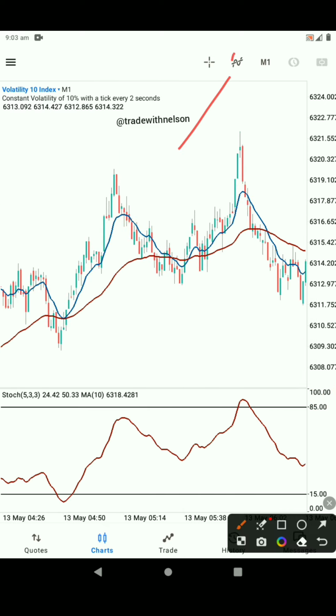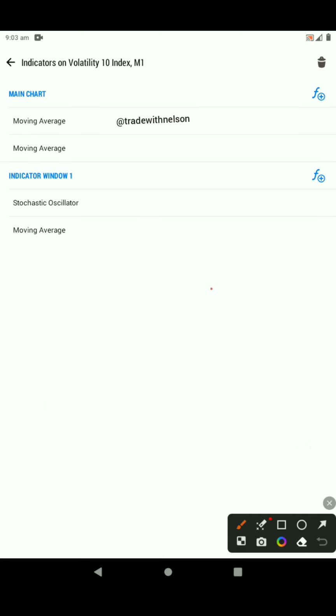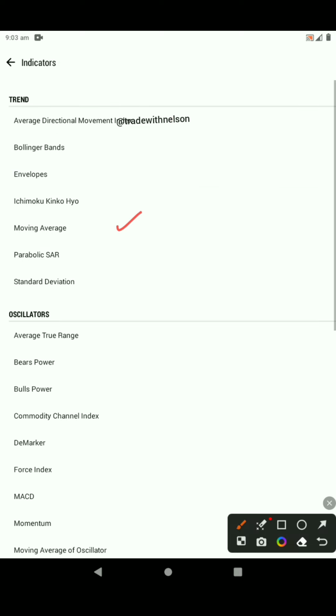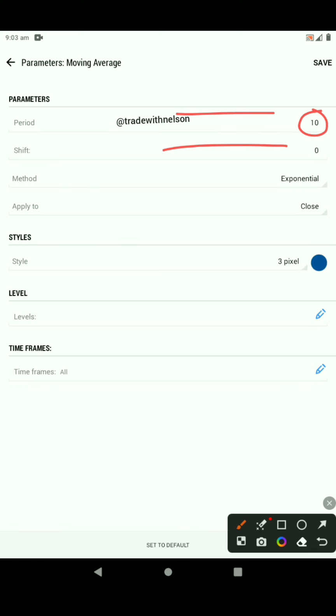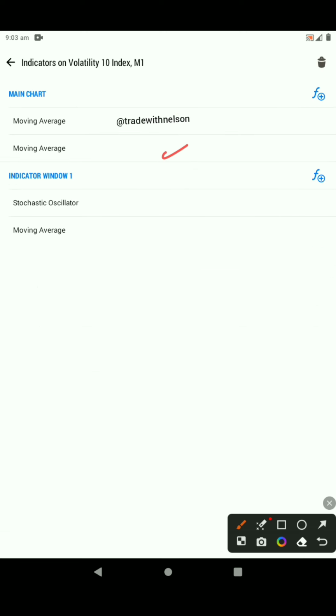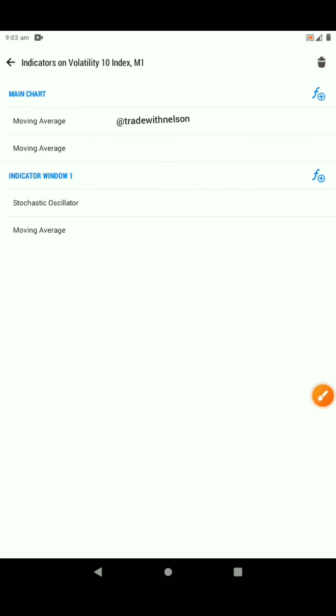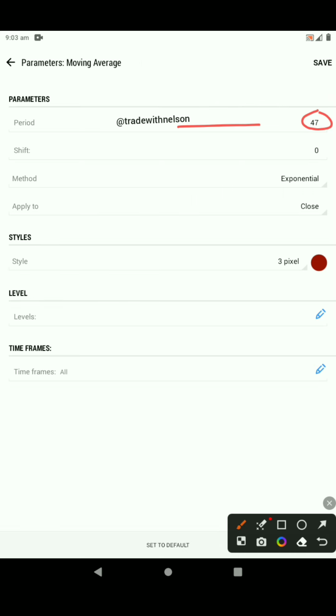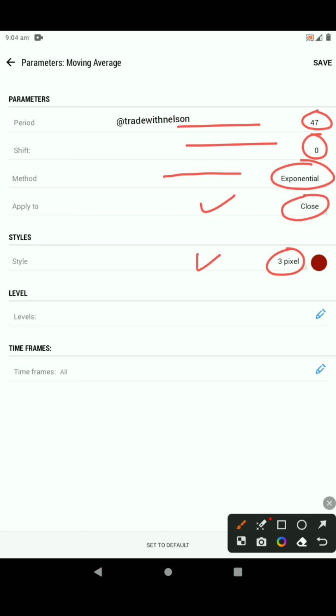The first thing you do is click on this indicator icon over here. As said, I have four indicators: moving average, stochastic oscillator, and another moving average. To select the first moving average, click on the F icon on the main chart, moving average, make your period 10, shift 0, method exponential, apply to close, style 3 pixel, and select a color of your choice. After that, click on save. For the second moving average, click on the F icon on the main chart, moving average, make your period 45, shift 0, method exponential, apply to close, style 3 pixel, and select a color of your choice. After that, click on save.